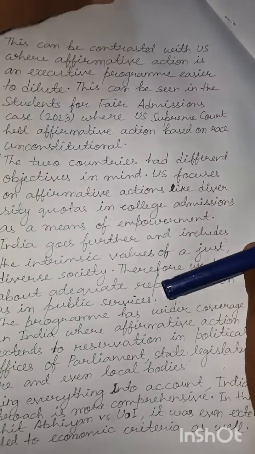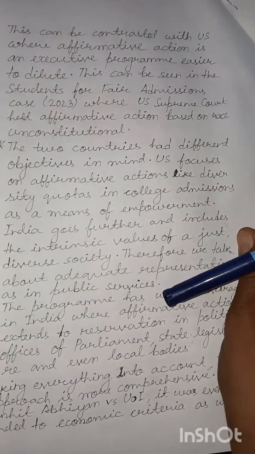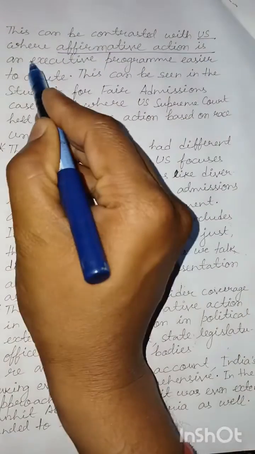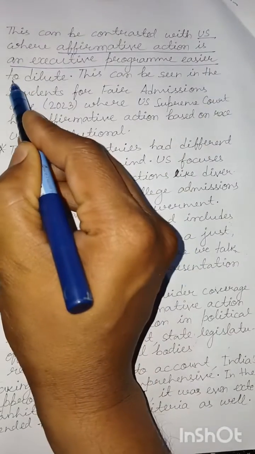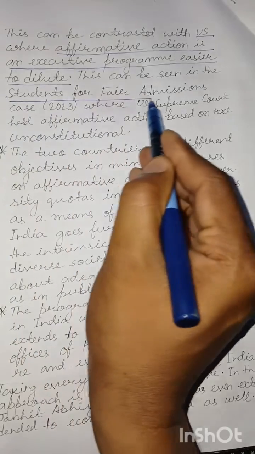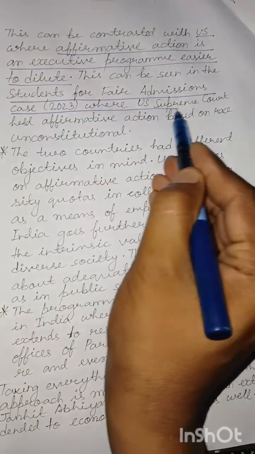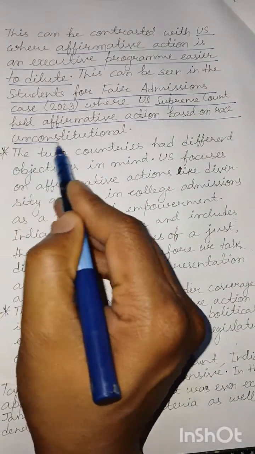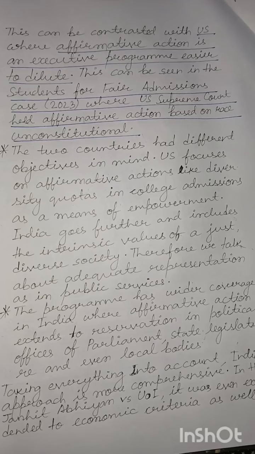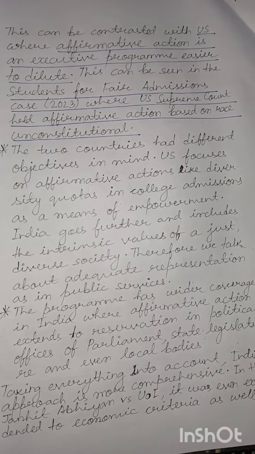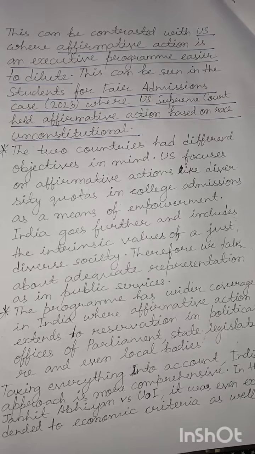Try to contrast this with the US system, where affirmative action is an executive program, easier to dilute, and it is indeed the case. This can be seen in the Students for Fair Admissions case of 2023, where the US Supreme Court held affirmative action based on race unconstitutional and mostly diluted the entire system of affirmative action. That is not going to be the case in India, because in India the reservation system, the affirmative action system, has constitutional sanctity to a great deal.